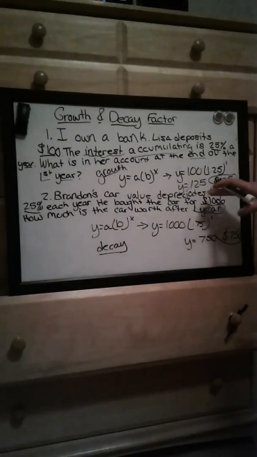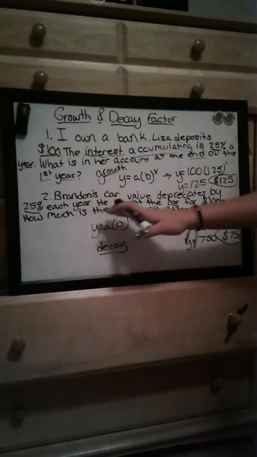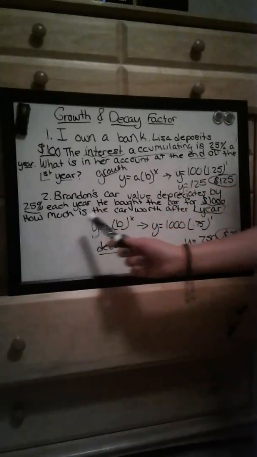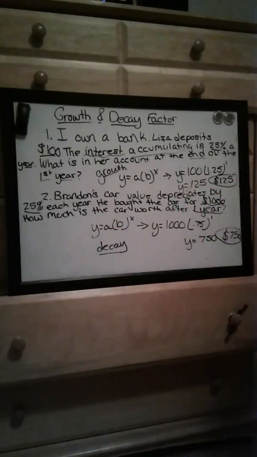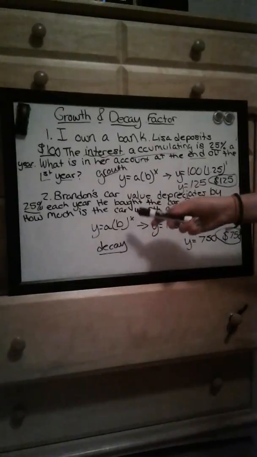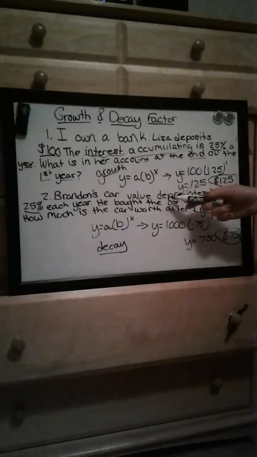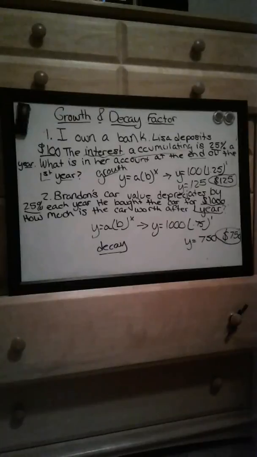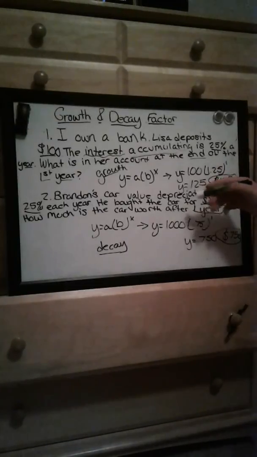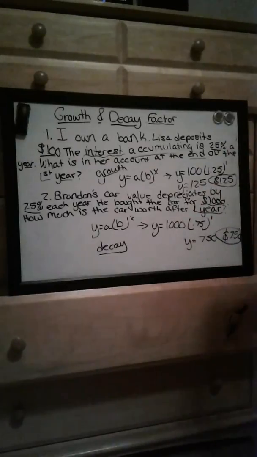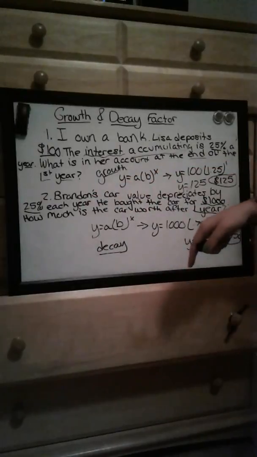Brandon's car value depreciates by 25% each year. He bought the car for $1,000. How much is the car worth after 1 year? Okay, so I've gone through and underlined what is important. So we have the same y equals a times b to the x, but this time it's different. Now we have depreciates right in here. So depreciates is a lot different from accumulation. Depreciates is literally the opposite. Depreciates means decay, means decreasing. And so it's decreasing by 25% each year.